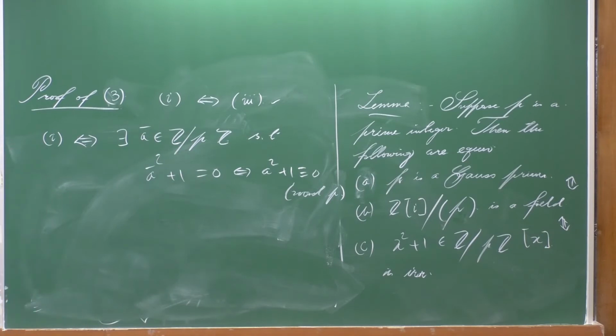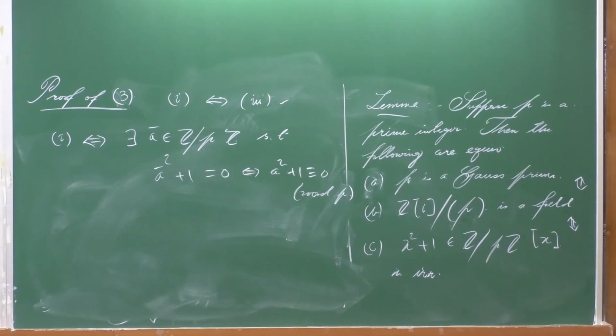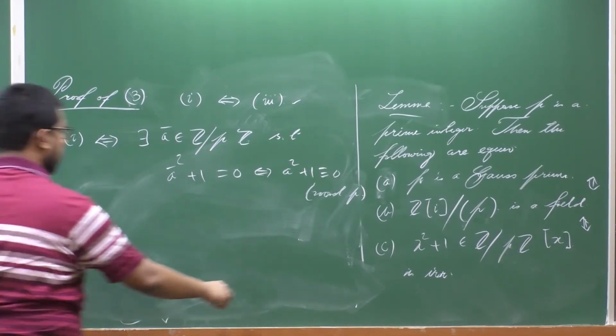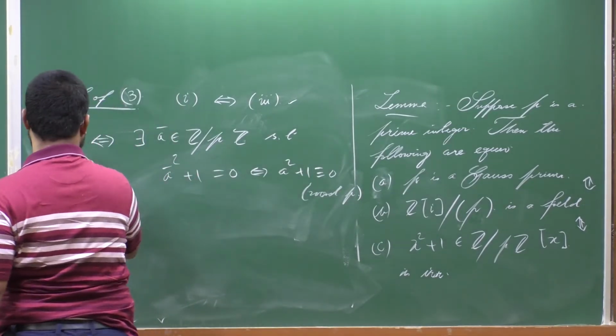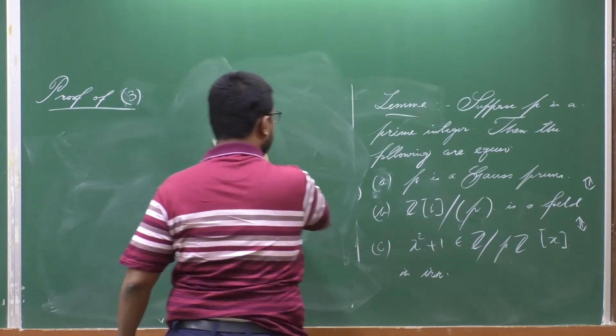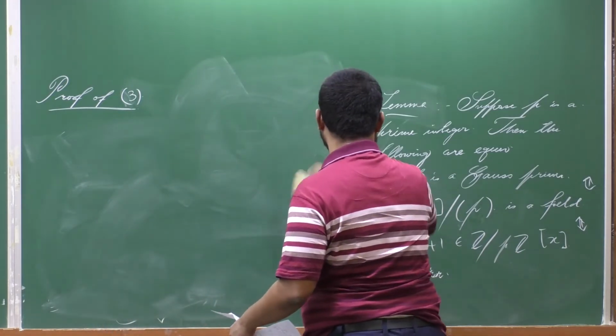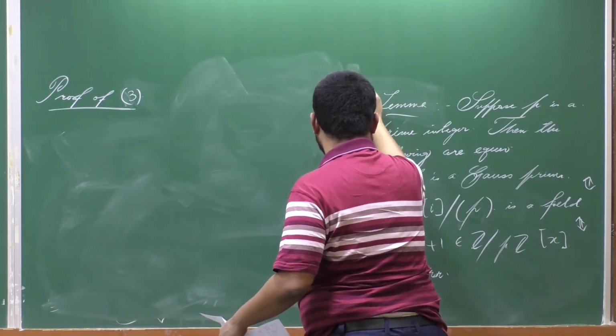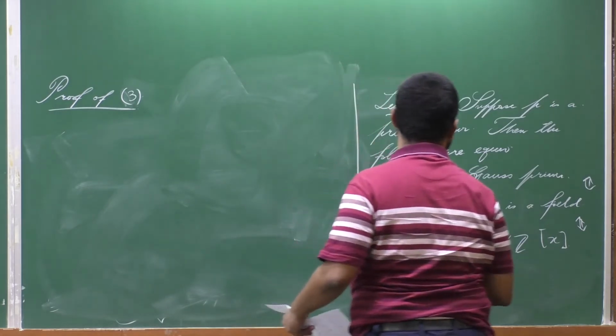Now let us try to prove the equivalence of 1 and 2, then 1 and 3, that also we have done. Now let us do the equivalence of 3 and 4. For 3 and 4 again we need another lemma. So these are actually quite elementary lemmas.